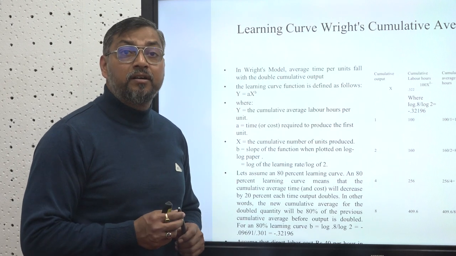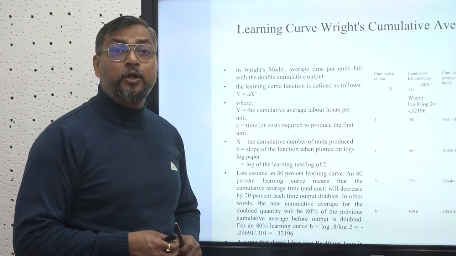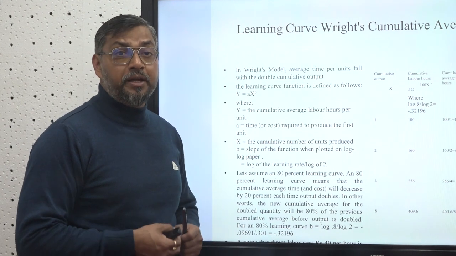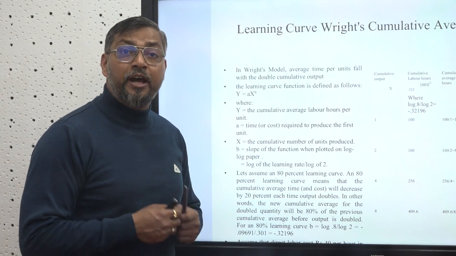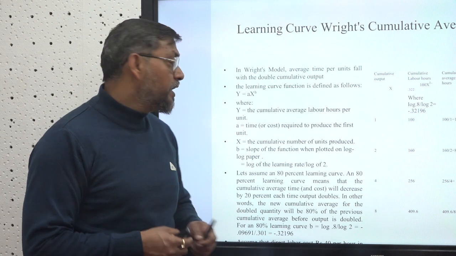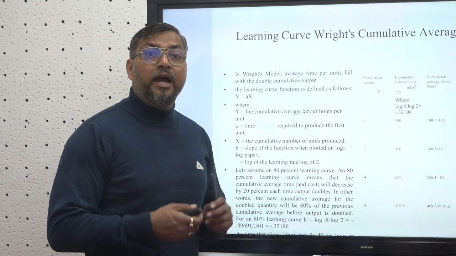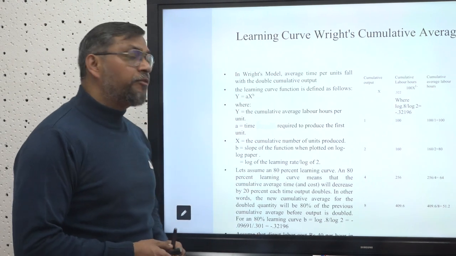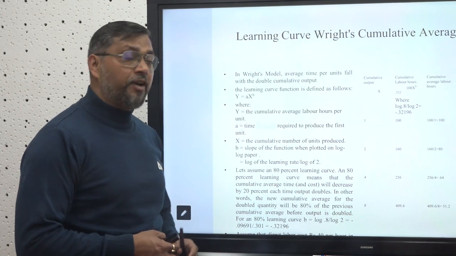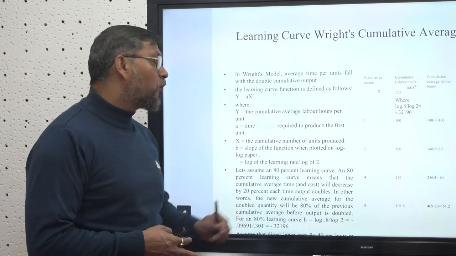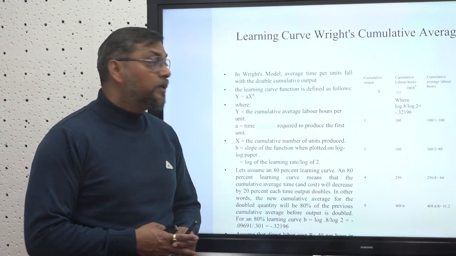As per Wright, the learning curve function is defined as Y is equal to A X to the power B, where Y is the cumulative average labor hours per unit, A is the time required to produce the first unit, X is the cumulative number of units produced, and B is the slope of the function, that is log of learning rate divided by log of 2.